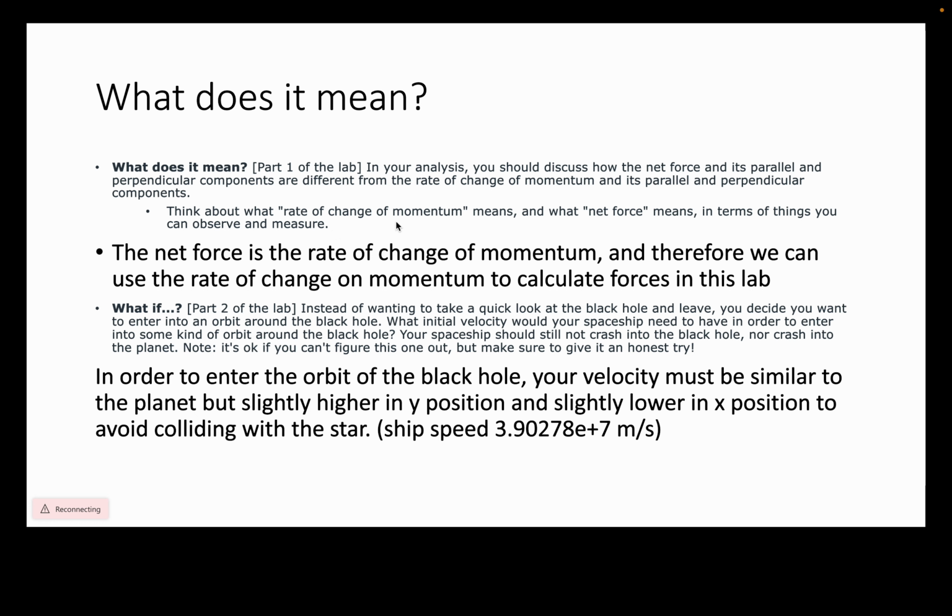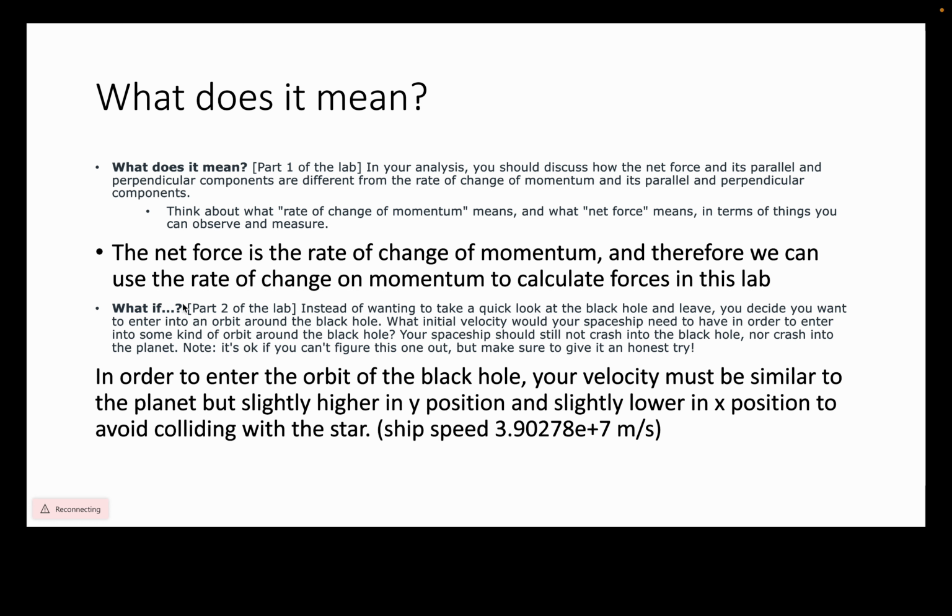So what does this mean? Basically, in this question, it's asking us how the net force is different from the change of momentum, and it's not. The net force is the rate of the change of momentum, and therefore we can use the rate of change of momentum to calculate the forces in this lab. So it's not different.